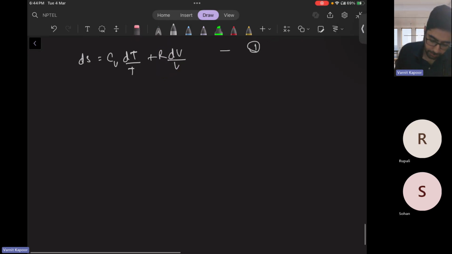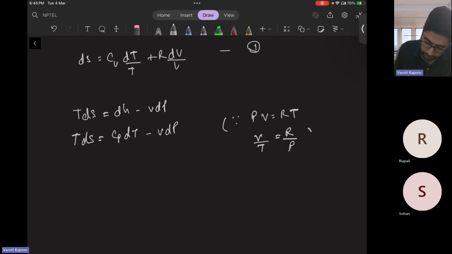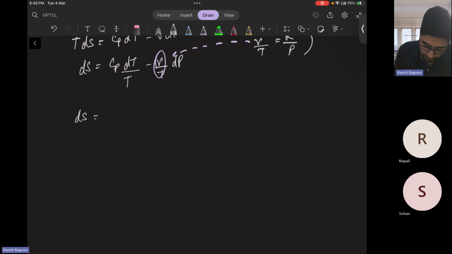Similarly, you know that TdS is dH minus VdP. So TdS can be written as Cp dT minus VdP. Now again, since PV is equal to RT, V by T can be written as R by P. Take this T on the right hand side. So this is Cp dT by T minus V by T dP. Replace V by T through this, so this can be written as dS equals Cp dT by T minus R dP by P. This is your equation number 2.